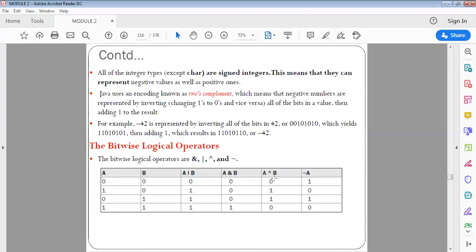So finally you come to the negation of an operand. Negation is a unary NOT operator which works on only one operand. So when you give value 0, you will get 1. When you give value 1, you will get 0. So that is the operation of negation.